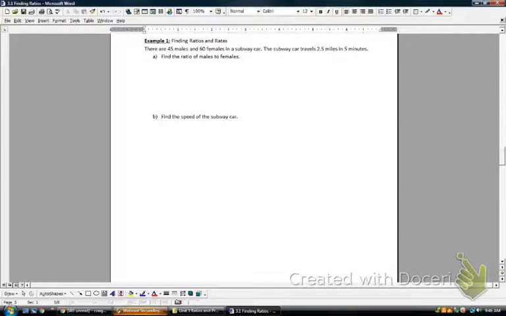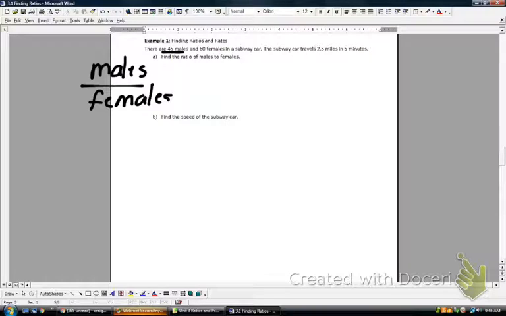So let's look at some examples of finding ratios and rates and how we write them. Our first example says there are 45 males and 60 females in a subway car. The subway car travels 2.5 miles in 5 minutes. Part A says find the ratio of males to females. When I do ratios, I always give myself what I call a little cheat sheet. So over to the side, I write what they're looking for. So it's asking for the ratio of males to females, and I write it exactly how I see it. So males to females, males is on top, females is on bottom.